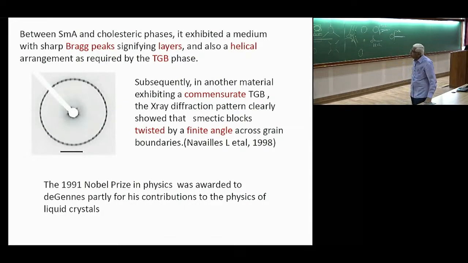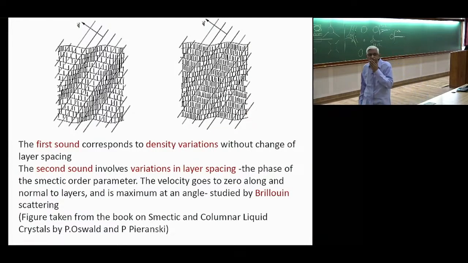Of course, once this was discovered in 1989, the 1991 Nobel Prize in Physics was awarded to de Gennes, partly, of course, only for his contribution to the physics of liquid crystals, because he has also contributed to magnetism, superconductivity, polymers, and also wetting phenomena, and so on. But in fact, I know that a lot of lobbying is done by the liquid crystal physicists for his Nobel Prize. Anyway.